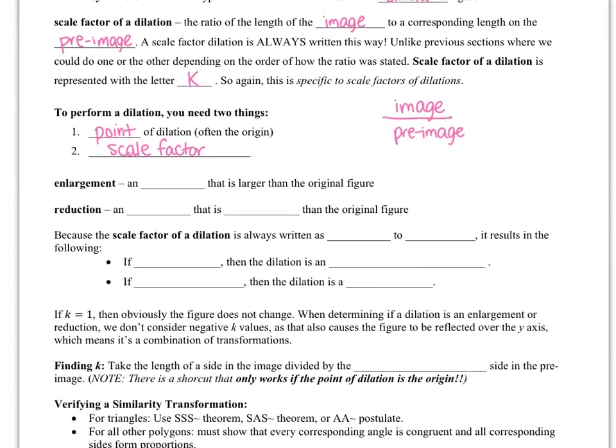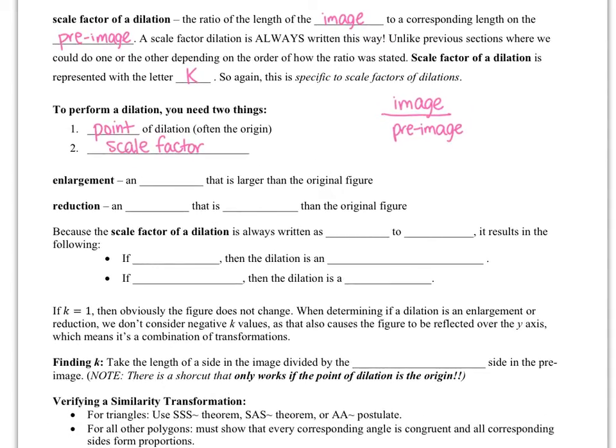So there's two different types of dilations. You have an enlargement, so that is an image that is bigger than the original figure, or larger. And a reduction is an image that is smaller than the original figure. So because the scale factor of a dilation is always written as what to what? Image to pre-image. So the resulting image is always first, then to the pre-image. It results in the following.